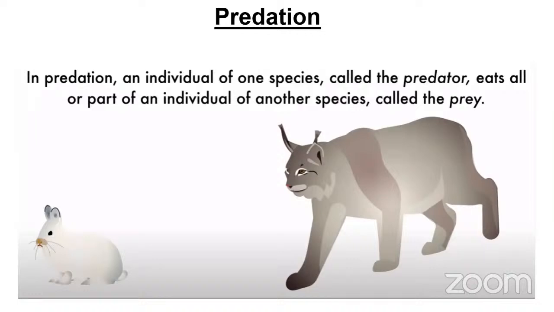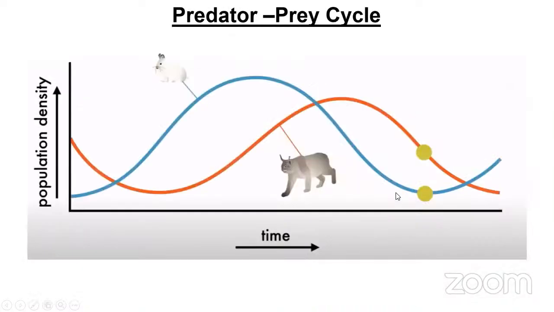One of the types is predation. In predation, an individual of one species, for example a lion or tiger, called the predator, eats another species called the prey. Examples of prey can be rabbit, cat, dog. So there is a relationship between the predator and prey.